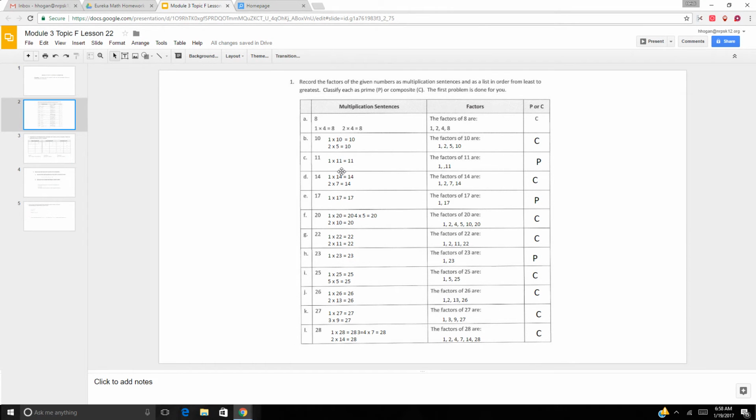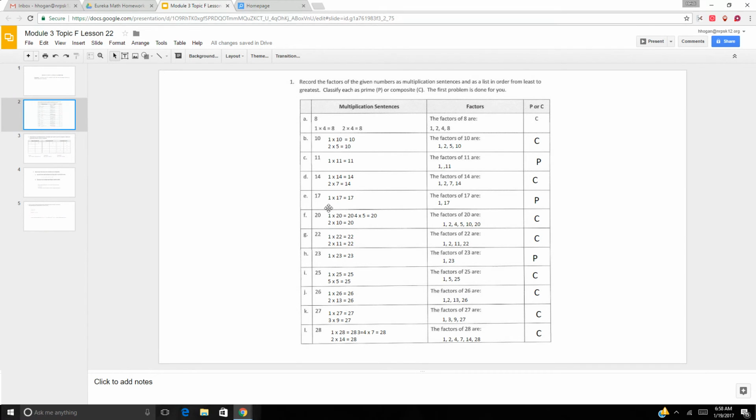14. 1 times 14 is 14. 2 times 7 is 14. Can we multiply 3 to get 14? 4 or 5? No. So the factors are 1, 2, 7, and 14. See, I'm kind of going 1, 2, going around. 1, 2, 7, and 14, and they're separated by commas. And that means it's composite because it has more than two factors. 1 and 14 are factors, but there are other factors as well.